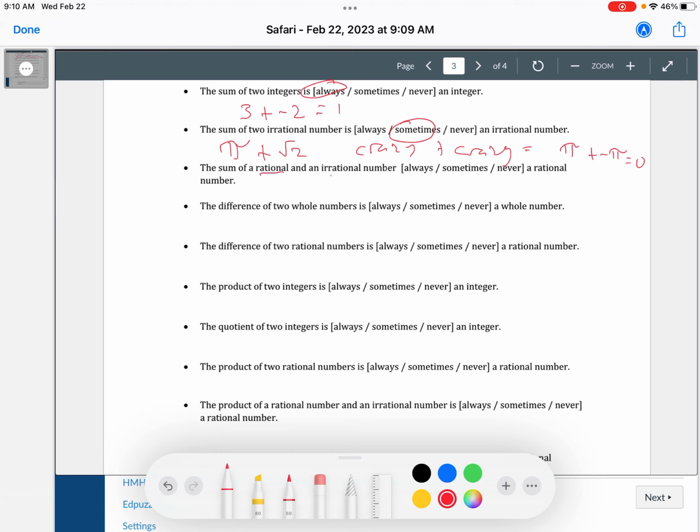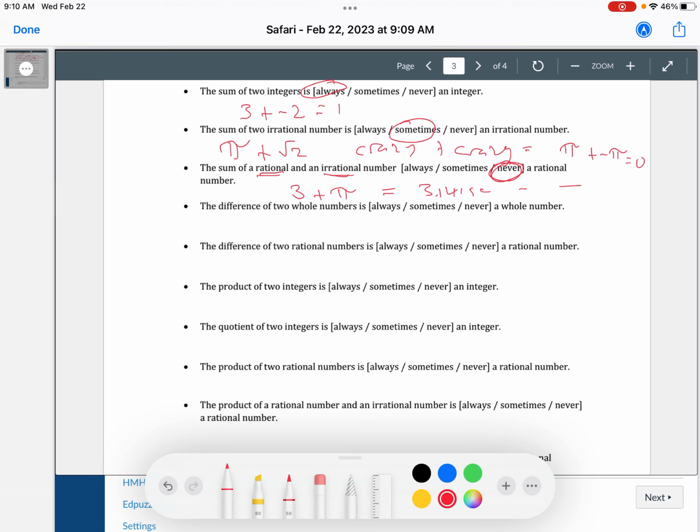Sum of rational and irrational. So something like 3 plus pi. Well, I've got pi, which is 3.14159, da, da, da. I'm adding 3 to it, so that's going to turn into a 6.1. Yeah, it's going to be a crazy decimal, slightly different crazy decimal, but still crazy. So this will always, oh wait, it's saying rational. This will never be rational. So if you got rational and irrational, crazy plus normal will always be crazy. It'll never be normal again.